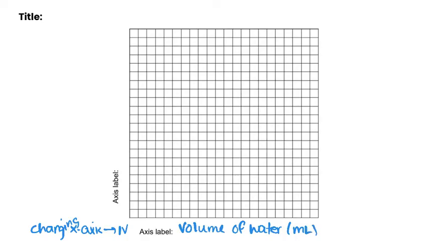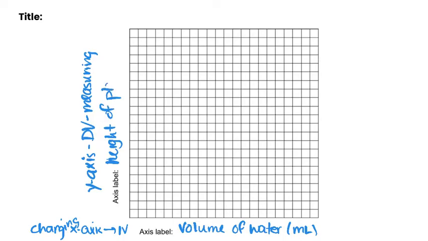Along the y-axis, so our y-axis is where we put our dependent variable. And so this is what we are measuring. And for this experiment, we had the height of plant growth. And that is in centimeters. So you always want to include the label plus the units in brackets.